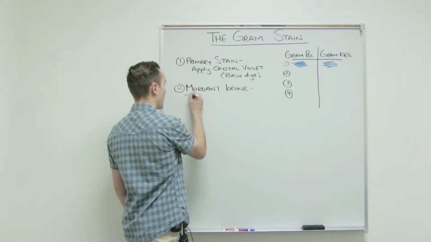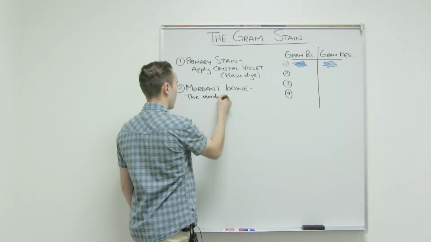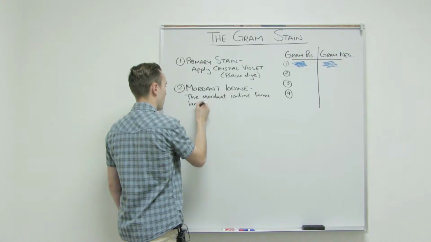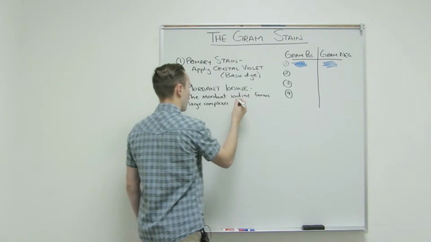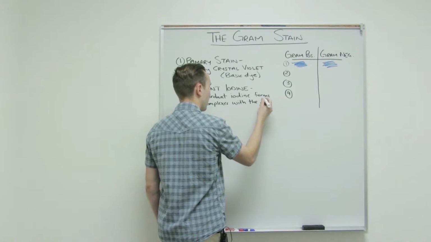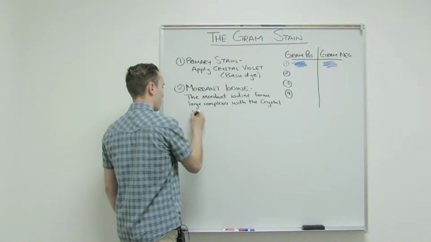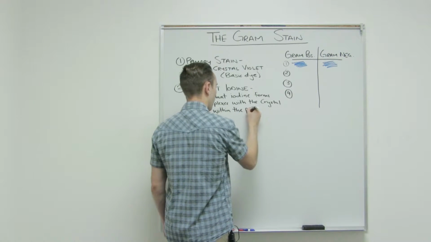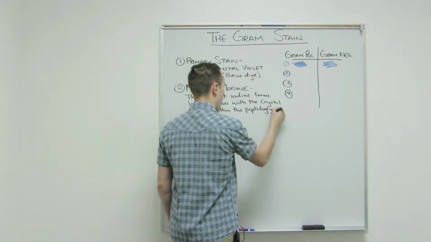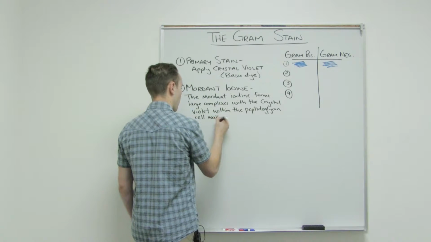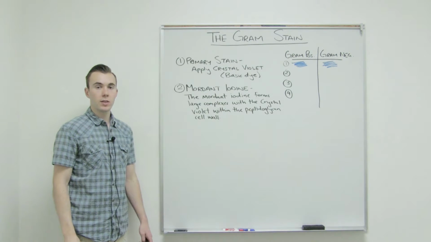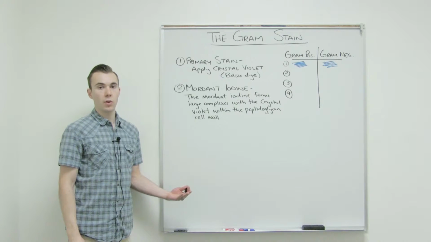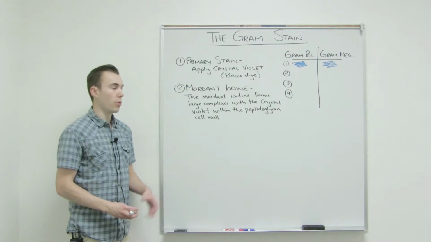So in this step, we're going to say the mordant iodine forms large complexes with the crystal violet within the peptidoglycan cell wall. This is a key phrase. If you're ever asked to explain what is occurring in this step, if you mention this phrase, you are going to receive the points you need. The reason being is because it is talking about what is occurring and avoids the word sticks. And so you're going to be able to get all the points you need during this step.